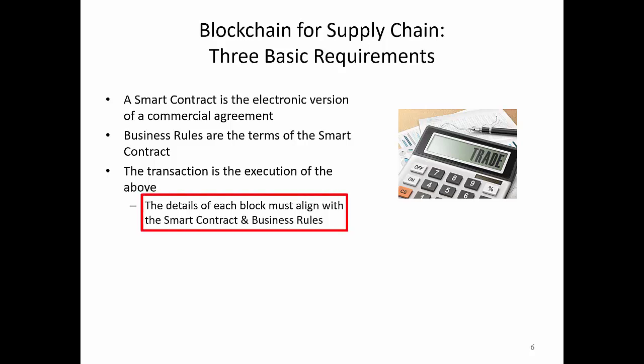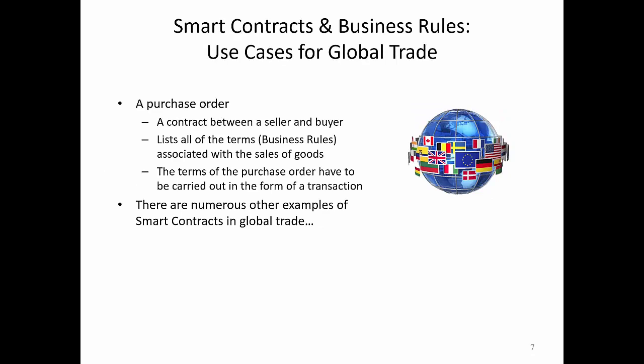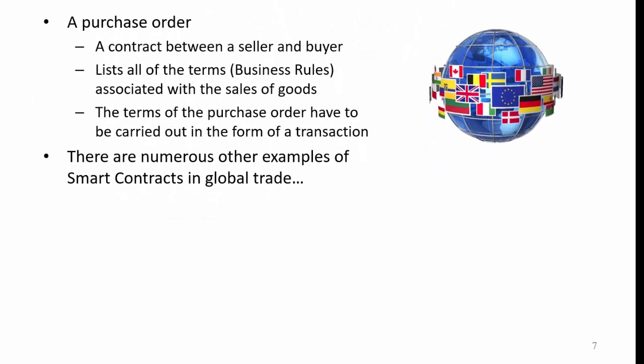Why? Because the details of each block, as the chain is built, as the steps of the transaction are executed, must align with the original terms, business rules found in that smart contract. If they don't, the blockchain cannot proceed. Conversely, because the blockchain is immutable, if anything that happened or took place previously needs to be changed, it requires the consent of the parties. That's the immutable component of blockchain. There are lots and lots of use cases for global trade. We're going to focus on a purchase order. And the reason why we're focusing on a purchase order is because it lends itself very well to these three requirements we just spoke of.